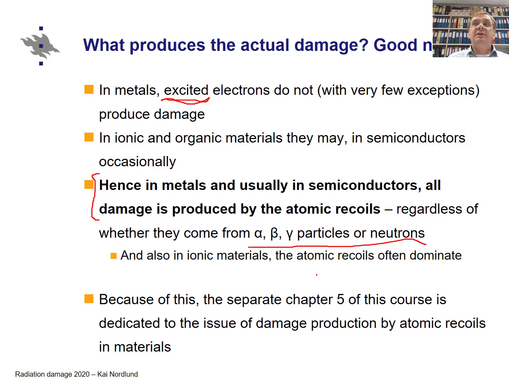Usually in semiconductors, like in silicon, this is pretty much the case, although silicon is not quite as simple. And again, in some organic materials, it's quite different. The other opposite extreme is biological materials, where almost all of the time, all damage is from electronic stopping, and the ion collisions don't matter almost at all. But anyway, because of this, we will spend quite a lot of time on damage production by atomic recoils in materials, especially in section 5, but also in section 3 and 4.